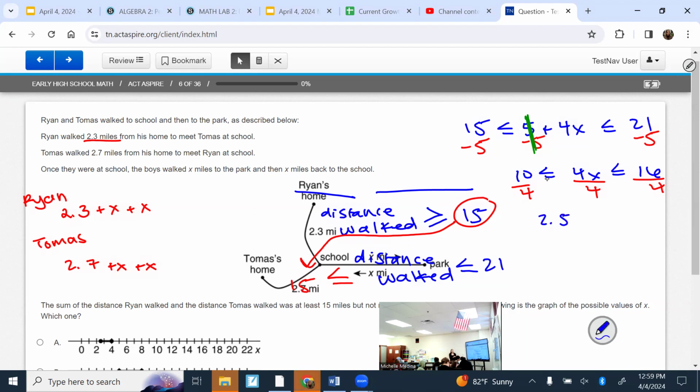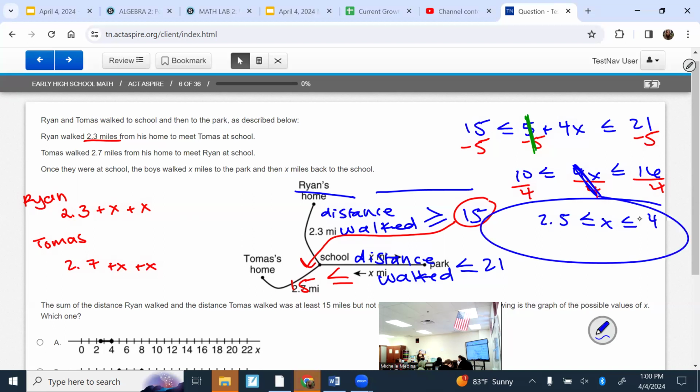I do not need to worry about flipping the sign because I divided by a positive. You only flip the sign when you divide by a negative on each side or multiply by a negative on each side. So I'll leave the sign the way it's facing. These 4's cancel, x is alone. And 16 divided by 4 is 4. So the number line that says that x can be from 2.5 to 4, including both those numbers, is option A.